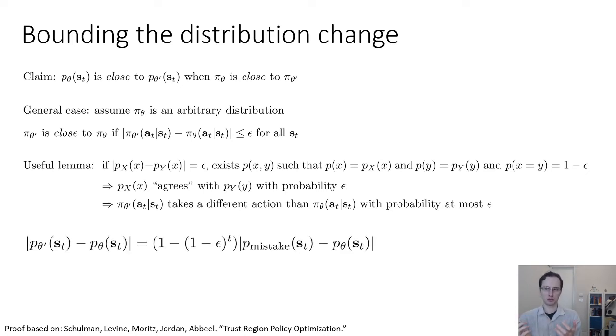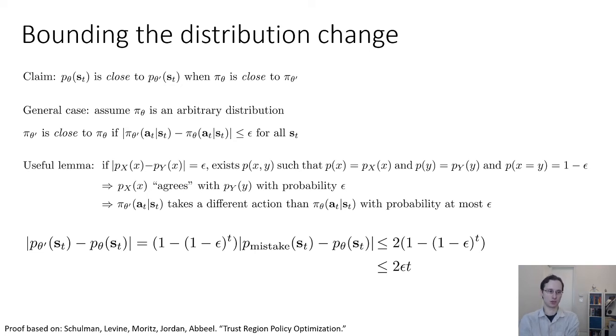So what this lemma allows us to do is state the same result that we had on the previous slide, which is that the total variation divergence between the state marginals is bounded by 1 minus epsilon to the t times p mistake minus p theta, only now we can say this even when pi theta is stochastic, provided the total variation divergence between pi theta prime and pi theta is bounded by epsilon. So from here, everything is exactly the same. We can write the same bound, and we can say that the state marginals differ by at most 2 epsilon t.